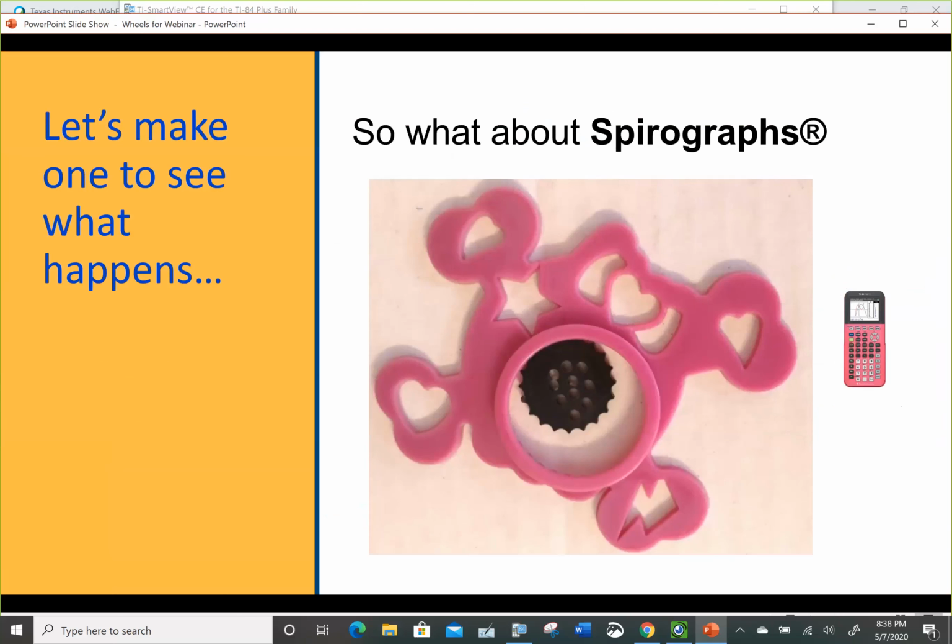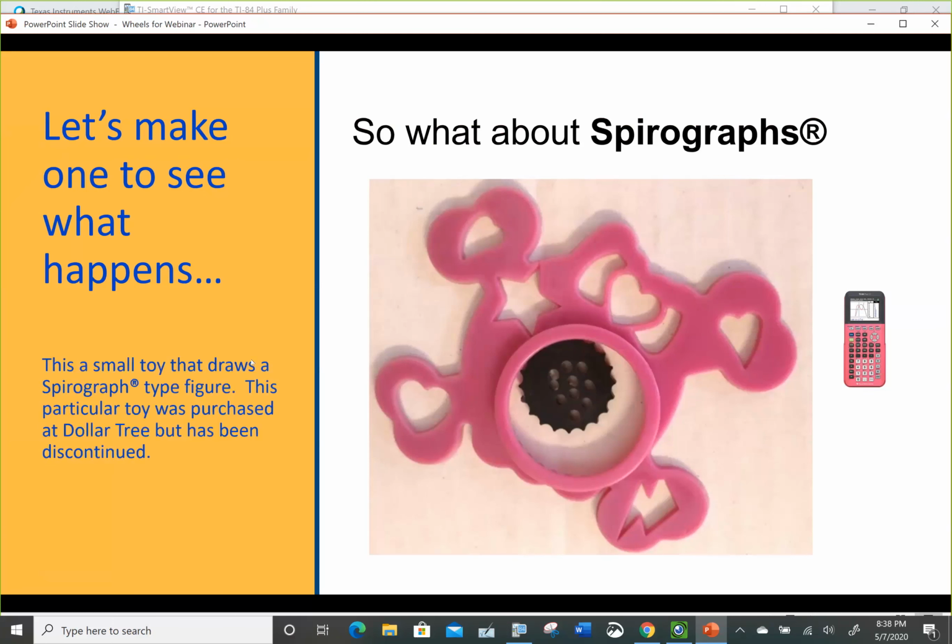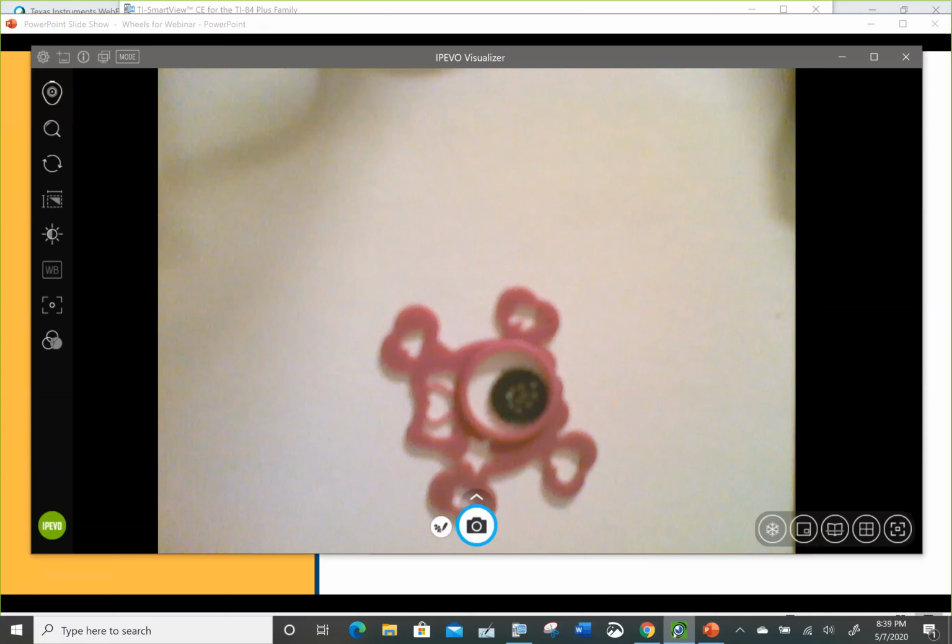I'm going to use this particular figure to make a spirograph, and once again, here's my disclaimer, this is not a real spirograph. This is a toy that I found at the Dollar Tree. I think it's been discontinued. But as soon as I draw something, you'll know why I like this little toy. Okay. I'm going to go back to the document camera.